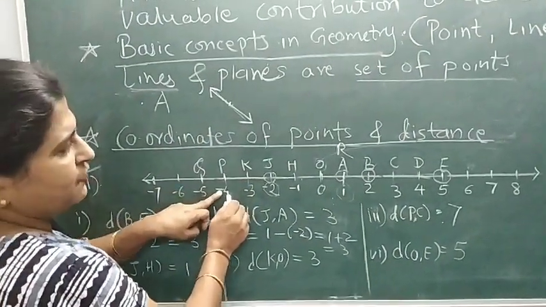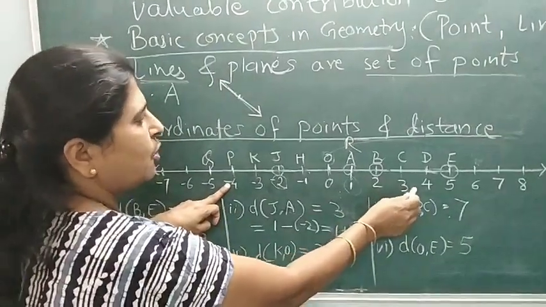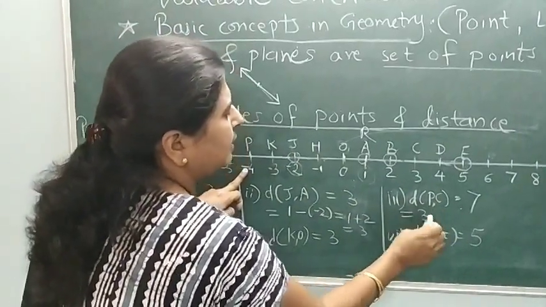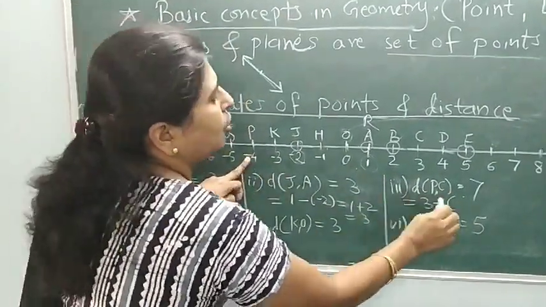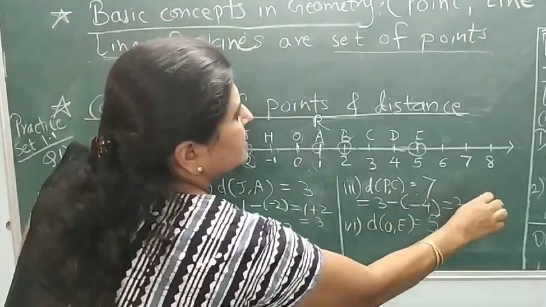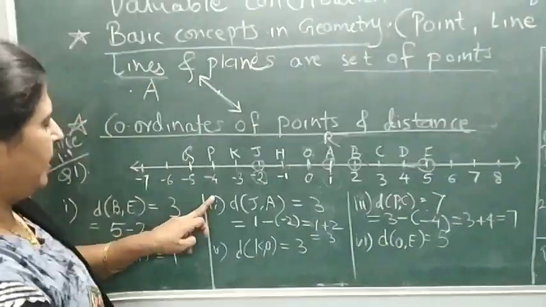P's coordinate is minus 4, coordinate of C is 3. So which is bigger? The right side is always bigger, and positive is always bigger than negative. So 3 is bigger, minus the smaller coordinate minus 4. And here you can say that 3 minus minus will become plus, it is 7. In both methods we have got 7.